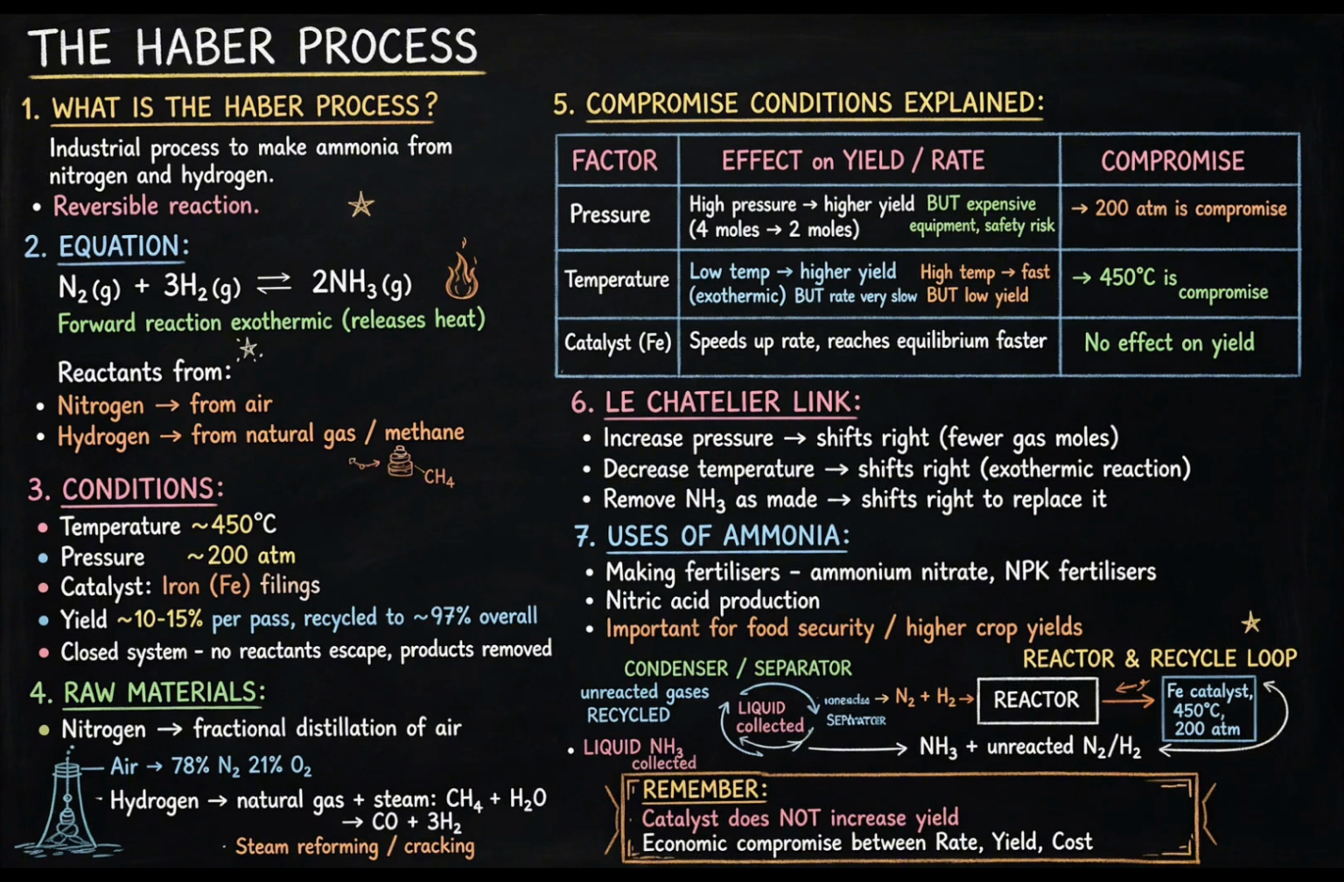Air is 78% N2, 21% O2. Hydrogen from natural gas plus steam. CH4 plus H2O goes to CO plus 3H2. This is steam reforming or cracking.